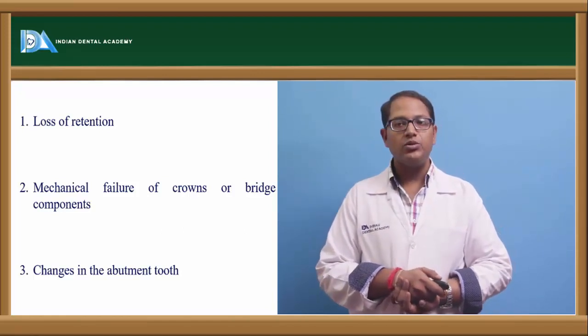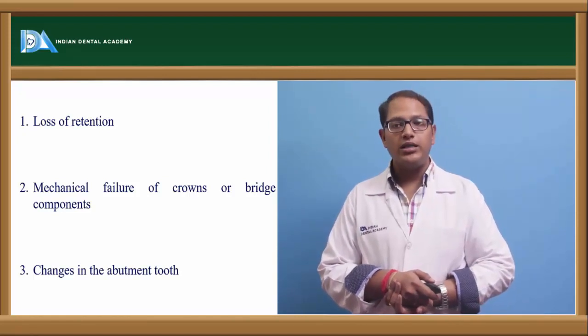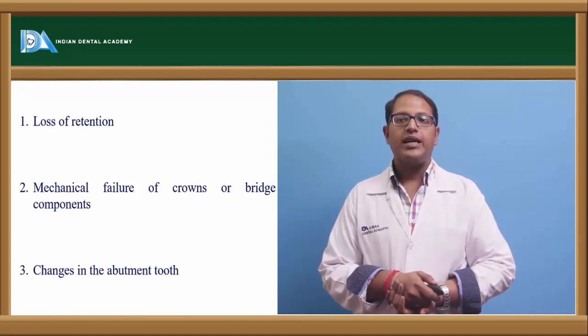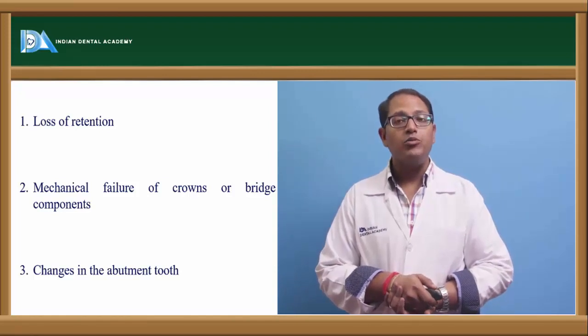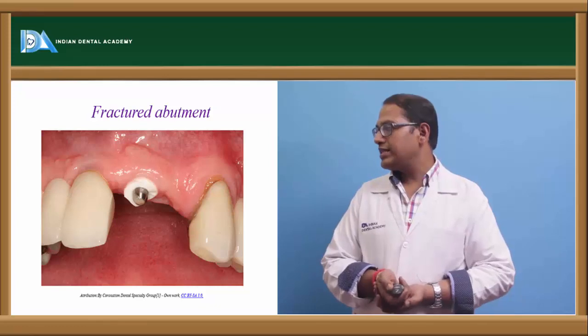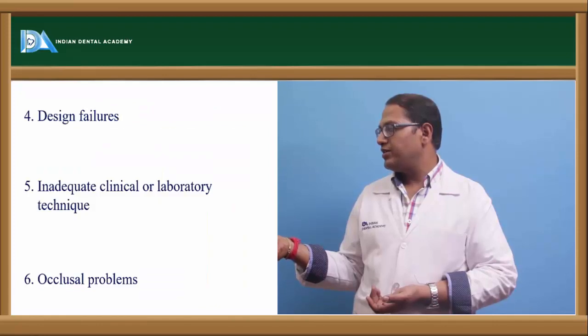Changes in the abutment tooth: what all changes can occur, or should we anticipate? Periodontal diseases can be there. Problems with the pulp can be there. There can be caries, there can be fracture of the prepared natural crown or root, or there may be movement of the tooth altogether. Then coming to the next, there is a fractured abutment we can see here. Broken, fractured abutment from here.